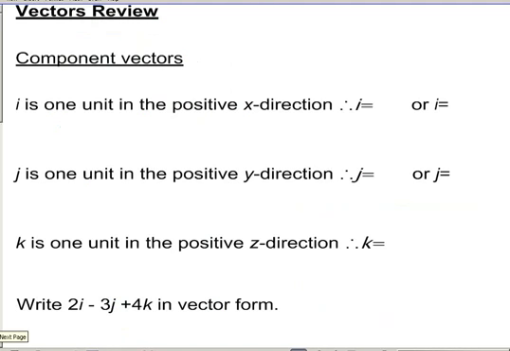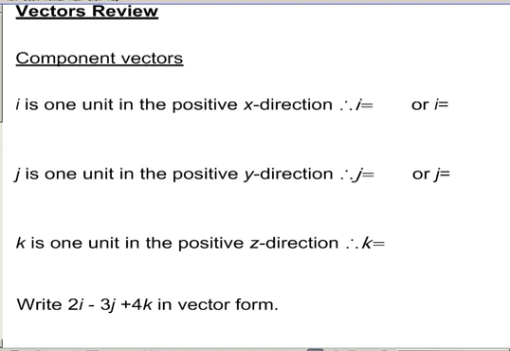I'm going to focus in here on the algebraic interpretation of vectors rather than geometric. It's not that the geometric stuff isn't important. You'd want to have a good idea of how to draw vectors. But when we're dealing with 3D vectors, generally our geometric methods break down anyway. So we'll just take a look at this in this review.